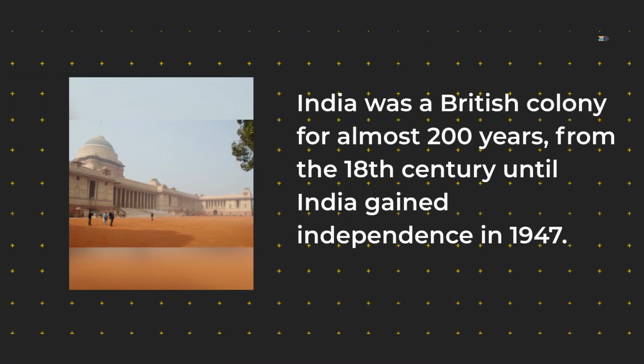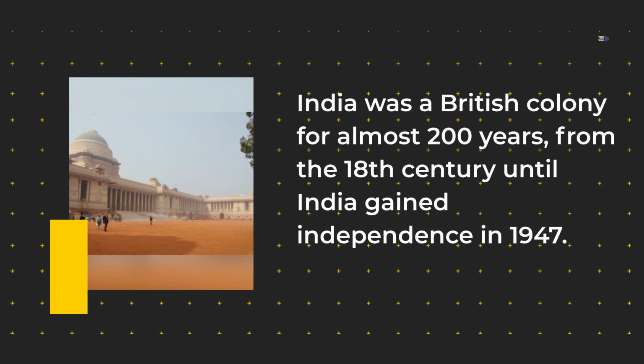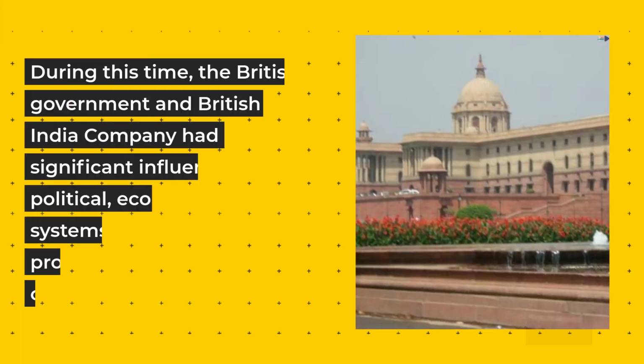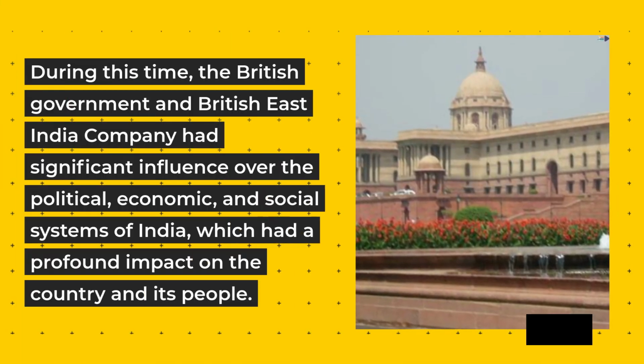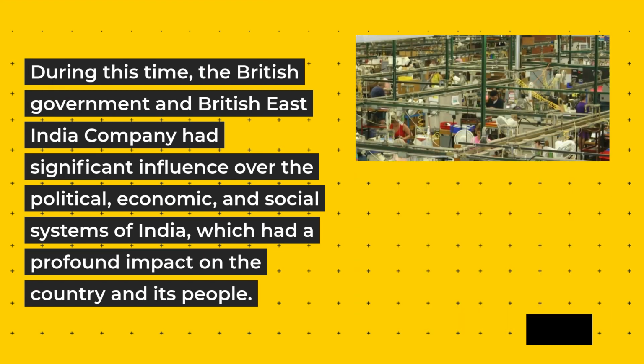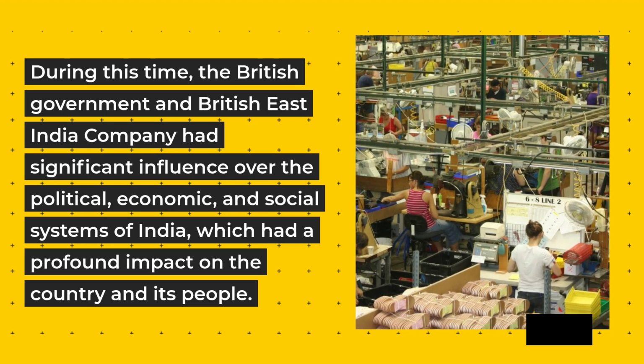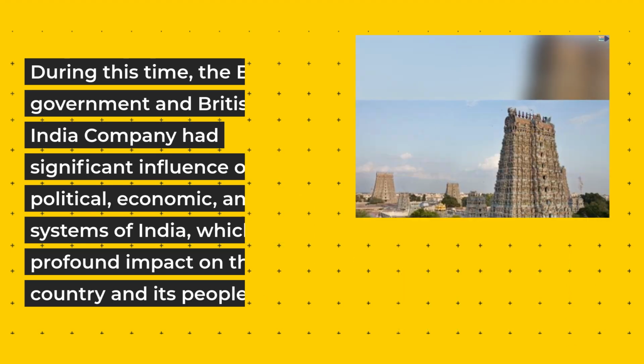What British did to India? India was a British colony for almost 200 years, from the 18th century until India gained independence in 1947. During this time, the British government and British East India Company had significant influence over the political, economic, and social systems of India, which had a profound impact on the country and its people.